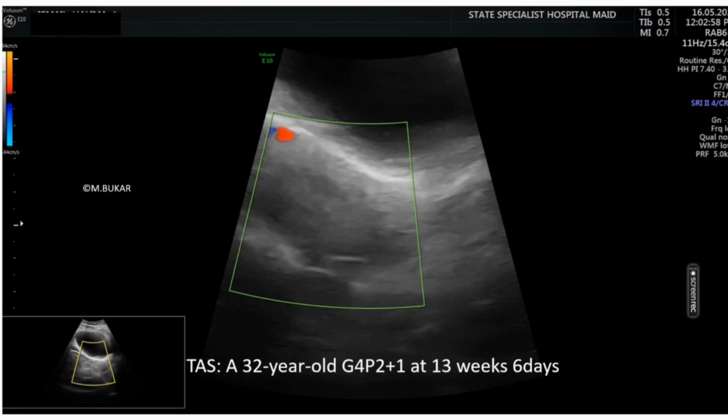This is an image depicting the uterine artery using trans-abdominal scan in the first trimester of pregnancy. The indications for uterine artery Doppler are as part of screening for preeclampsia in the first trimester.